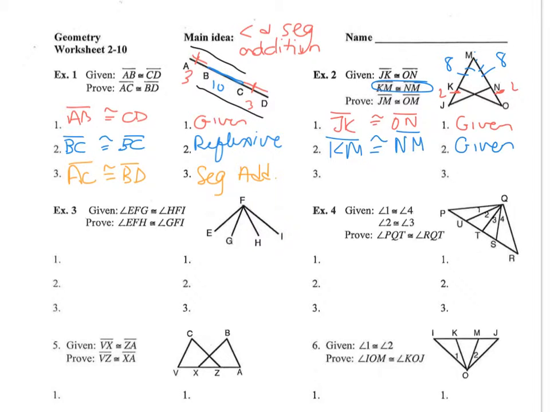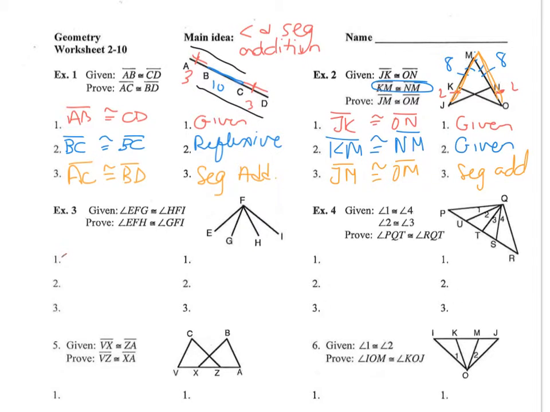And now I can assume that the distance from J to K is the same as the distance from O to M because they both equal 10. So JM is congruent to OM by segment addition. And there's no overlapping in any of the problems I've done so far, so I know I'm not subtracting. Let's go to problem number 3.